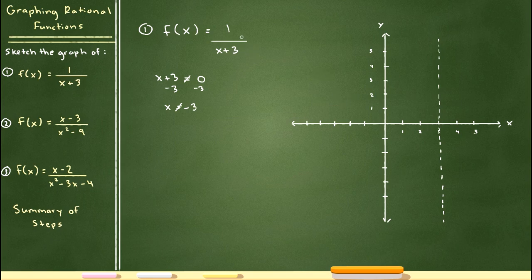Now you may recognize this function as being the translation of our basic 1 over x reciprocal function. I did that at 3, didn't I? I meant to do that at negative 3. Let me get rid of that dotted line here. Okay, so we go to the left 1, 2, 3. x is negative 3 here, and we're going to draw our asymptote.